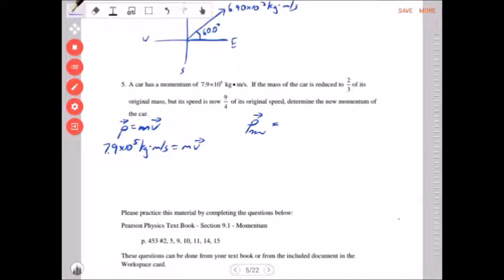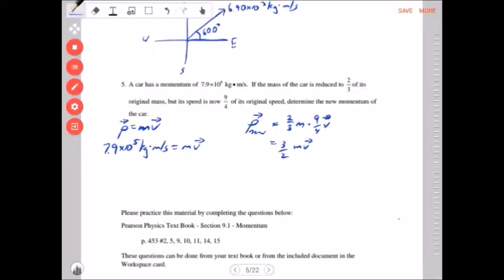So now we have the new momentum equals our new stuff. The mass of the car is 2/3, so 2/3 mass, and the speed is now 9/4, so you get 9/4 v. When you have two of these numbers, we're going to multiply those. So when you do that, you end up with 3 halves. So 2/3 times 9/4 is 3 halves, and then of course mv. So 2 times 9 divided by 3 times 4. Reduce any way you want, you guys can figure that out.